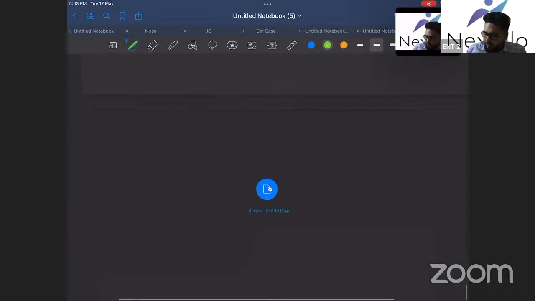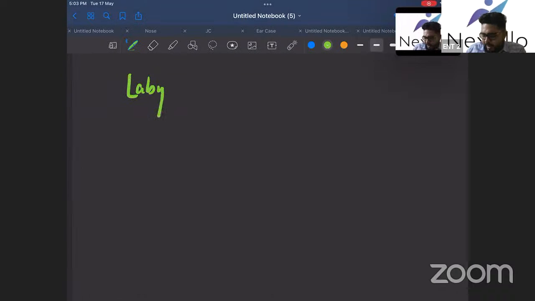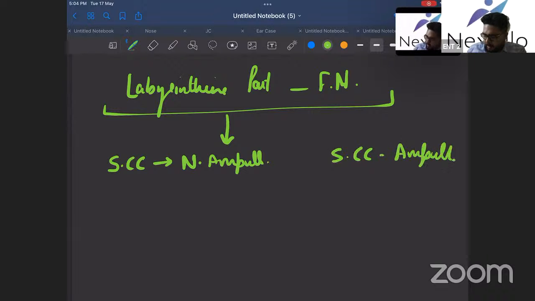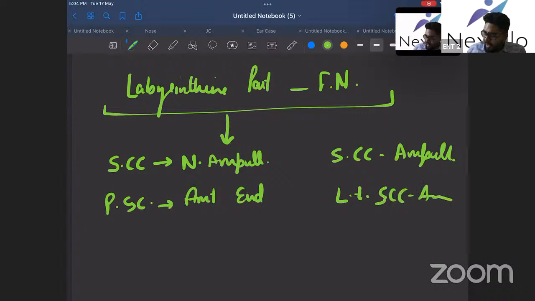So this we can mark as an MCQ also. The labyrinthine part of facial nerve lies in relation to, the options can be superior semicircular canal, non-ampullated end, superior semicircular canal, ampullated end, posterior semicircular canal, ampullated end, lateral semicircular canal, ampullated end. The answer will be superior semicircular canal, ampullated end.